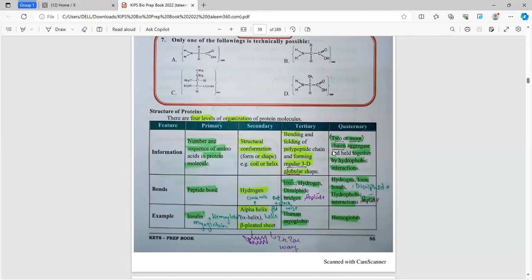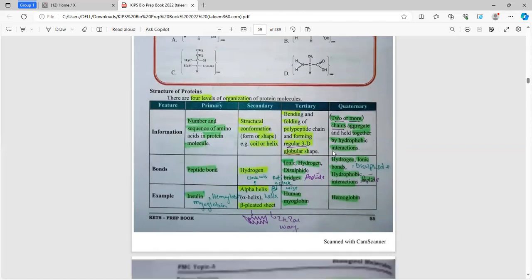The example of tertiary organization of protein molecules is the protein present in muscles, which is myoglobin. And finally, there is the quaternary organization. You need to know that the quaternary type of organization is formed by the aggregation of hydrophobic interactions. So it includes hydrogen, ionic, and hydrophobic interactions. Hydrophobic interactions is the key point here. And the main example is the protein hemoglobin, which helps to carry oxygen through our RBCs.